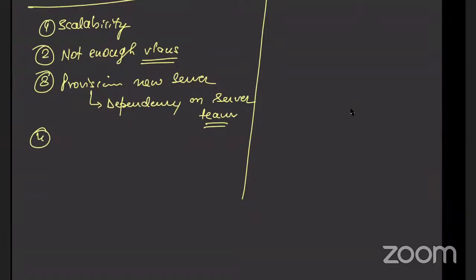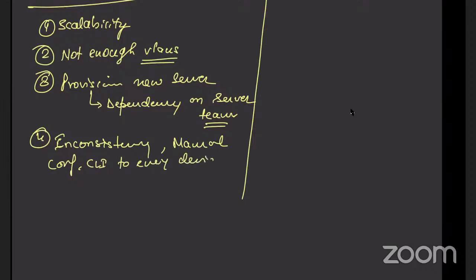Manual configurations and inconsistencies. So, inconsistency in configuration, and manual configuration, which is basically CLI to every device. What else? Not application aware. We don't care, even if it is not application aware in the LAN part. Do you care?